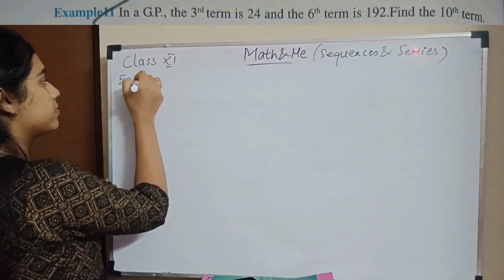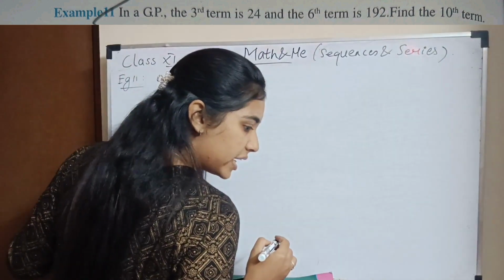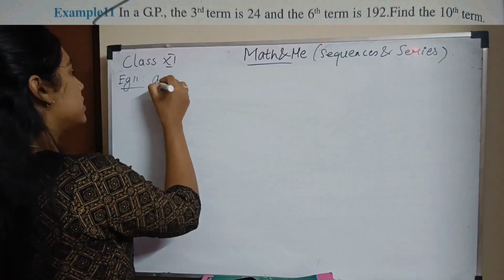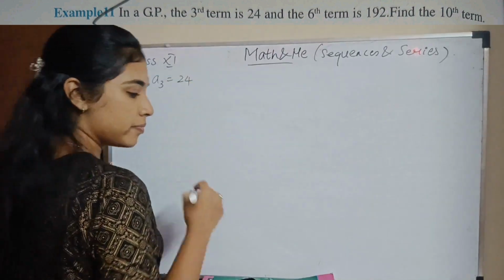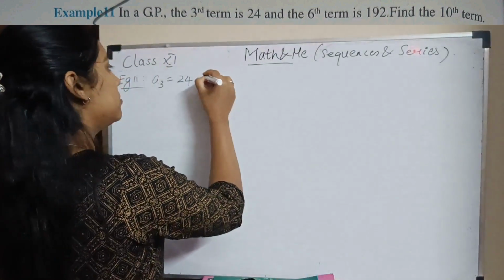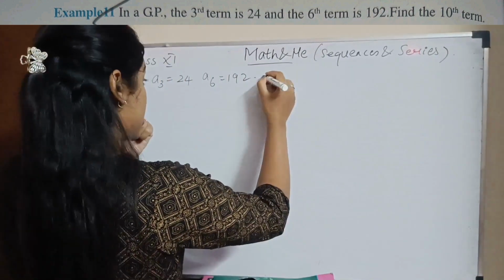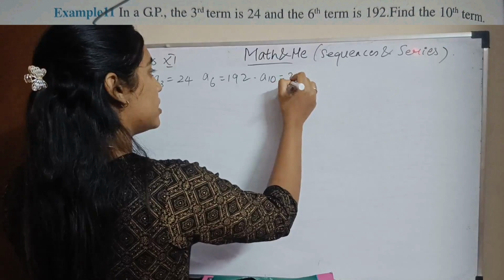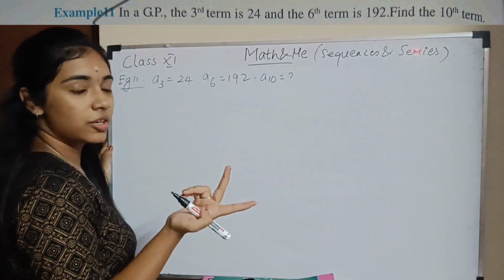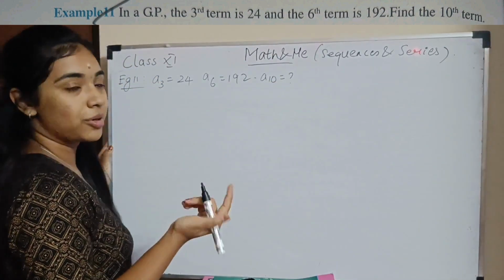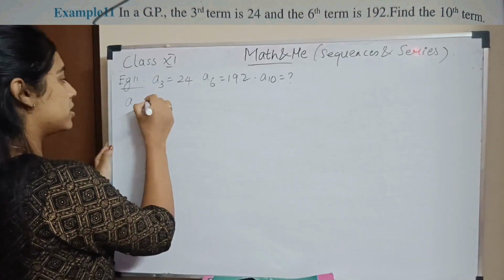Example 11. In a GP, the third term is 24 and the sixth term is 192. Find the 10th term. You need to find what A10 is. So this is all very similar to what you did in AP, only the formula is different.